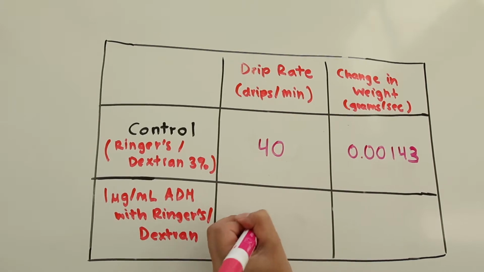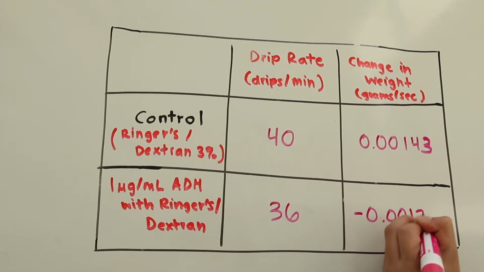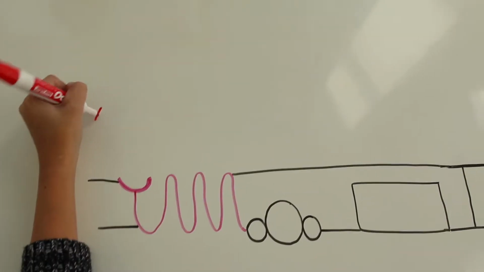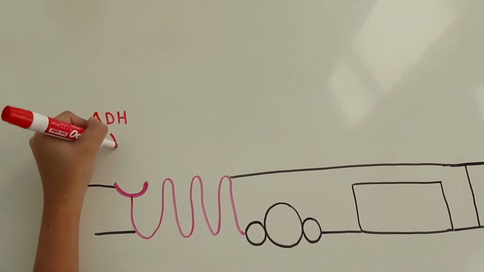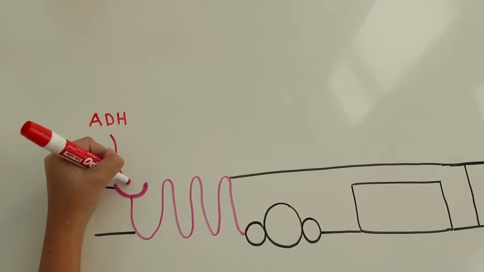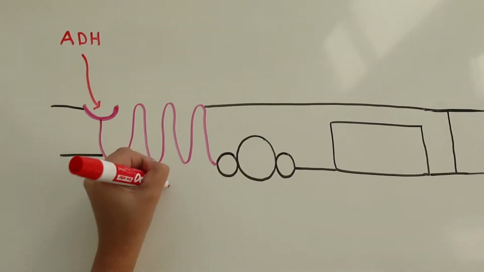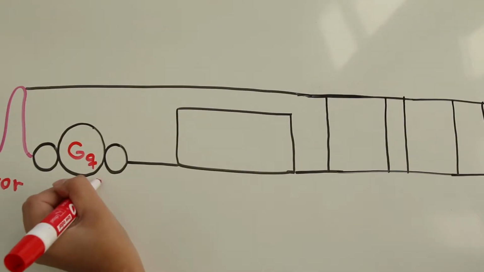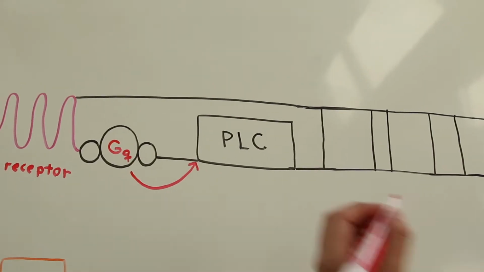Upon the addition of ADH, the drip rate was decreased to 36 drips per minute, and the change in weight rate was decreased to negative 0.00129 grams per second. ADH begins by binding to either the V1 or the V2 receptors. The V2 receptor would cause the smooth muscle surrounding the arterioles to relax, resulting in vasodilation of the blood vessels. However, in this experiment, more V1 receptors were present in the arterioles, which led to activation of the corresponding Gq protein. This leads to an activation of phospholipase C.